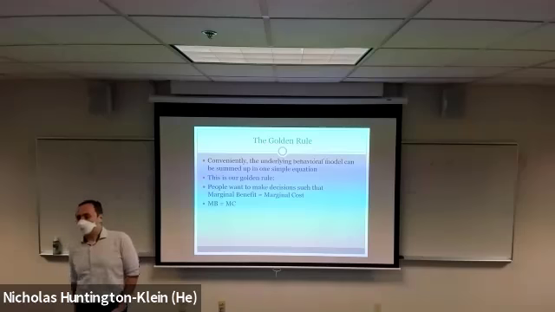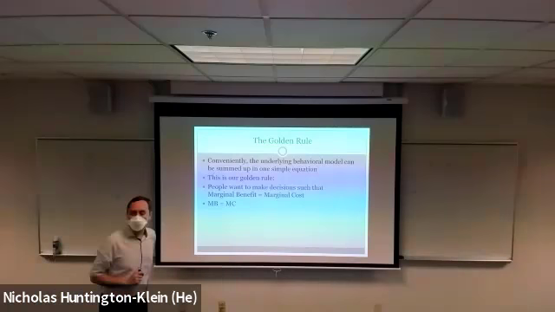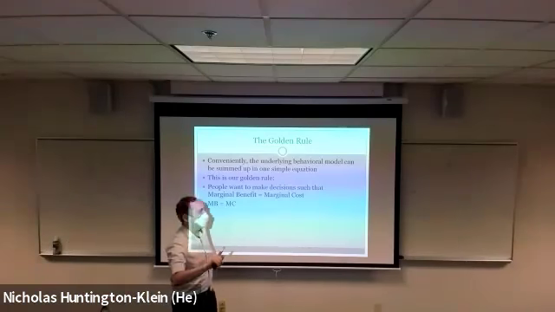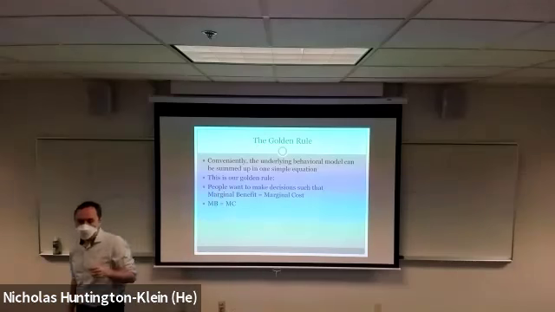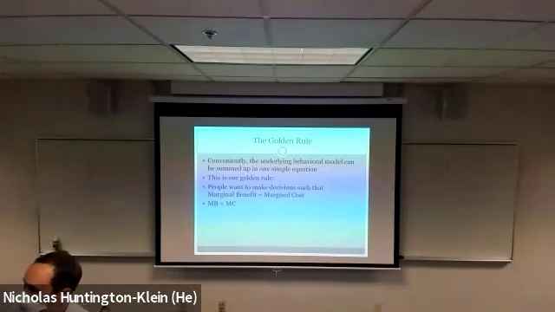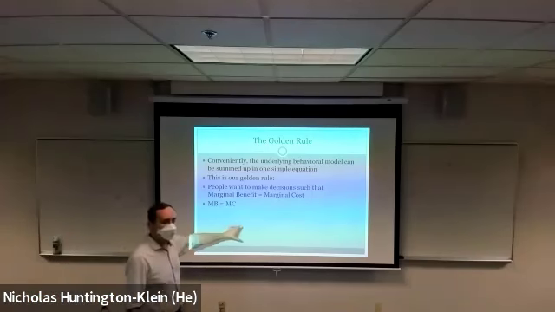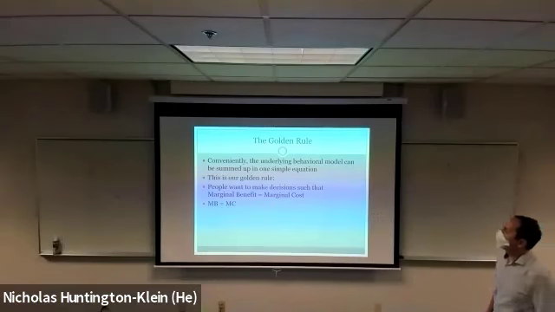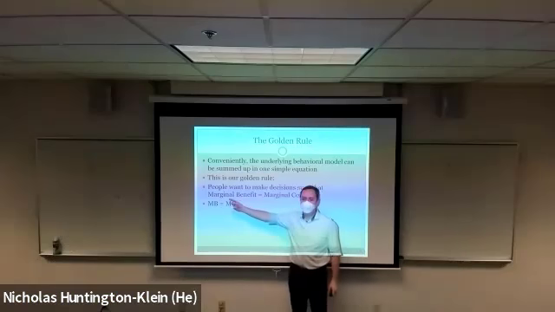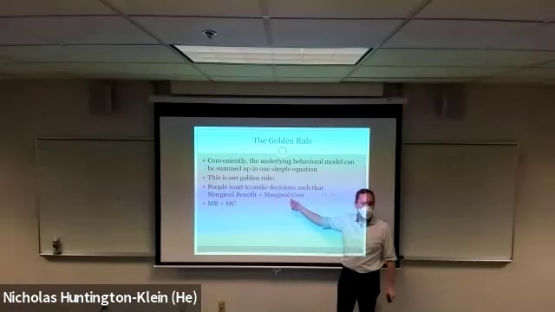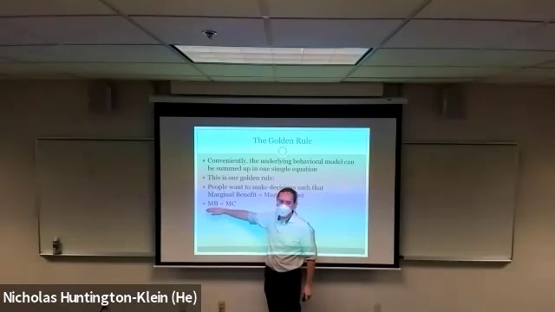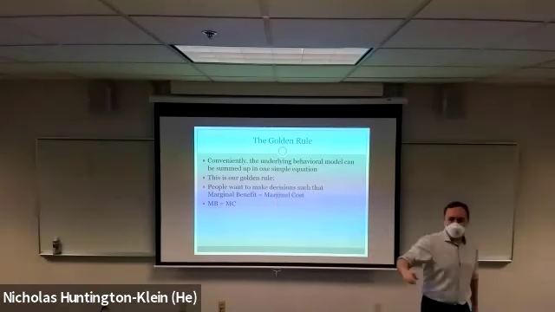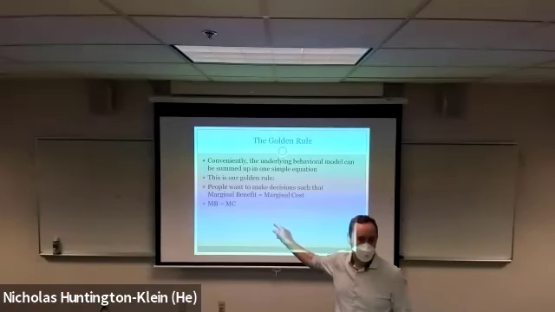So, conveniently, the underlying behavioral model that basically all of economics is built on can be summed up in 1 equation. And this is the golden rule of economics. It applies everywhere, from all the stuff that we're doing in this course, all the way up to economists publishing academic papers and the stuff that you would do as a PhD student. It really comes down to this 1 rule. People want to make decisions such that their marginal benefit is equal to their marginal cost. We can abbreviate that as MB equals MC. That's it. That's basically all of economics in 1 line.